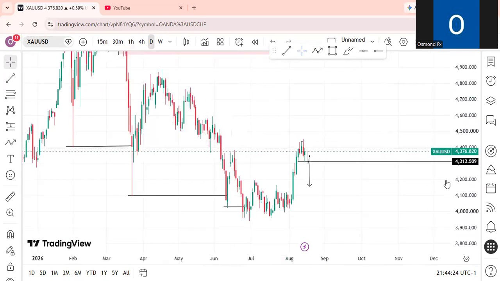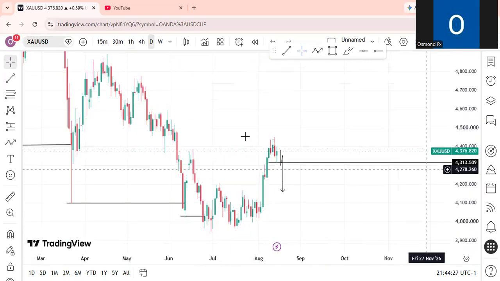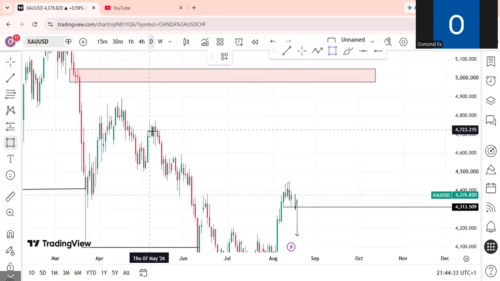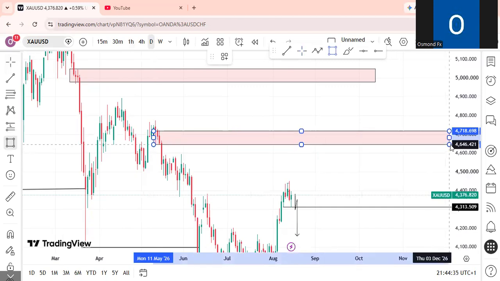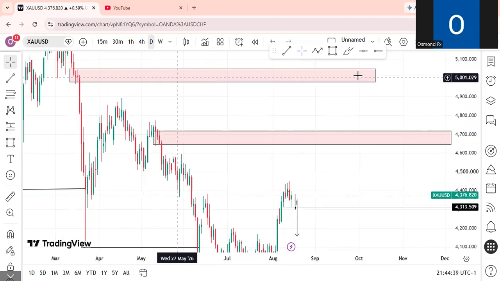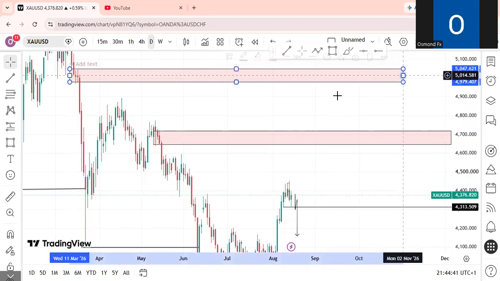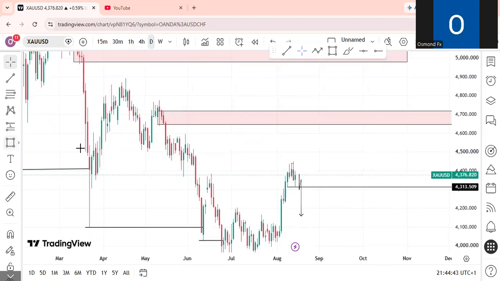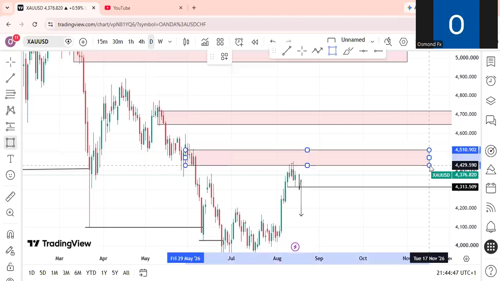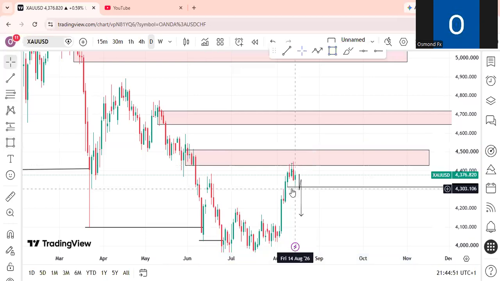So coming to the daily time frame, we could see that we have an extreme supply zone here that market could be coming to. And we also have another one here that market could be coming to. Even though the market is already reacting to this one, we have not seen a very good change of character. We've not seen a very good break.